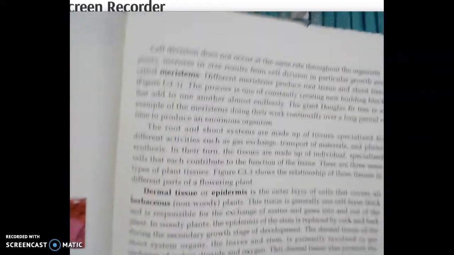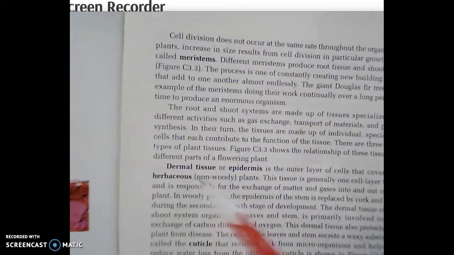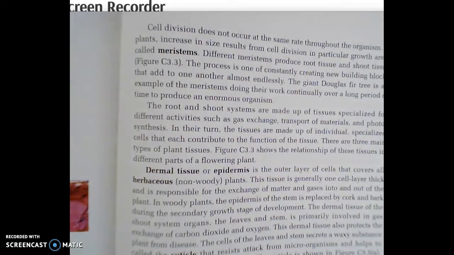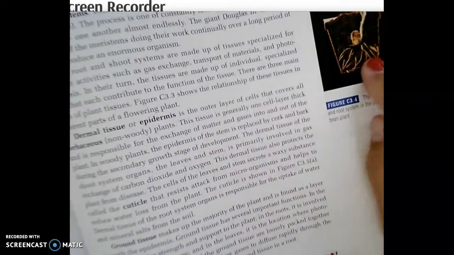You have meristems, dermal tissue. Dermal, like epidermis, right? Like you go to a dermatologist to have them fix your skin. That's the outer skin part of your plants. You can totally grow this. Really fun.